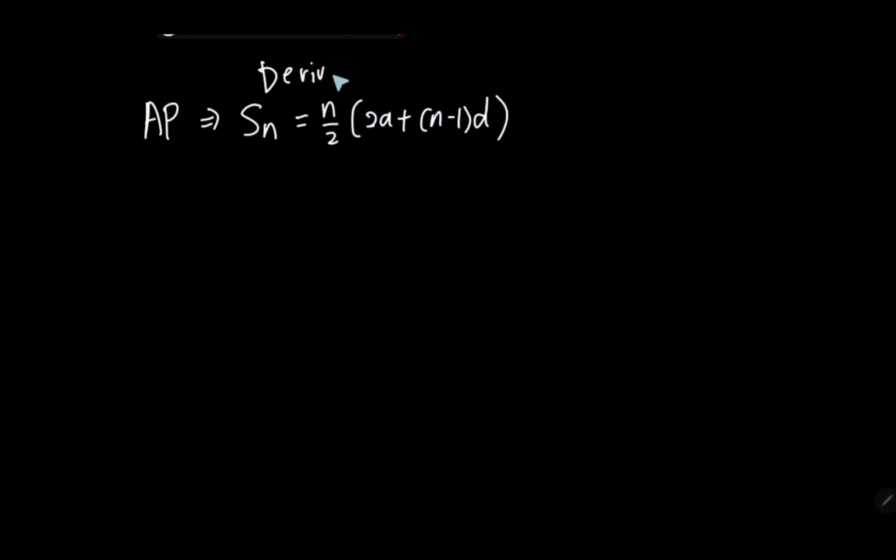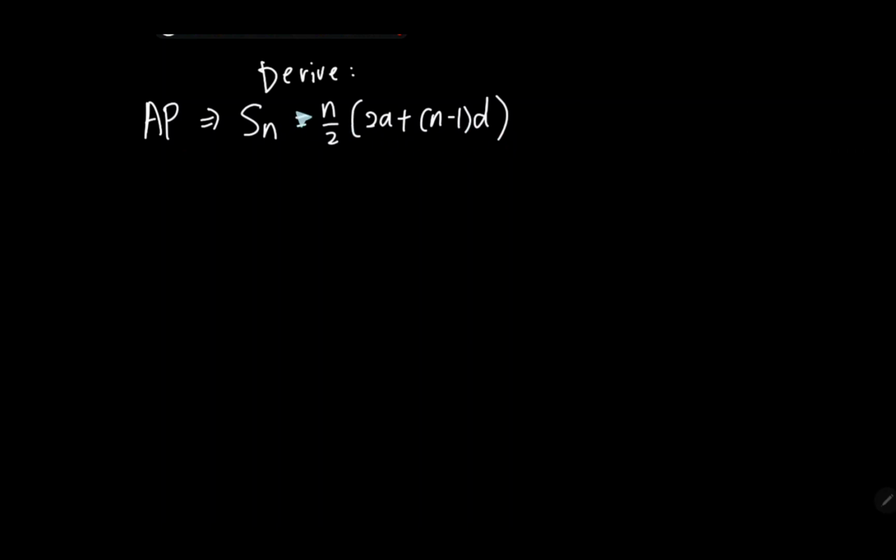Alright, let's do a quick video to explain how to derive the formula for the sum of the first n terms of an arithmetic progression. I believe all of you learned about AP, right? Inside AP, we have a formula for the sum of the first n terms, which is n over 2, (2a plus (n minus 1)d). In this video, we're going to learn how to derive this formula.